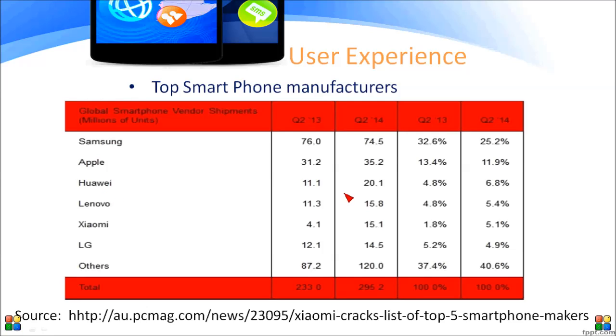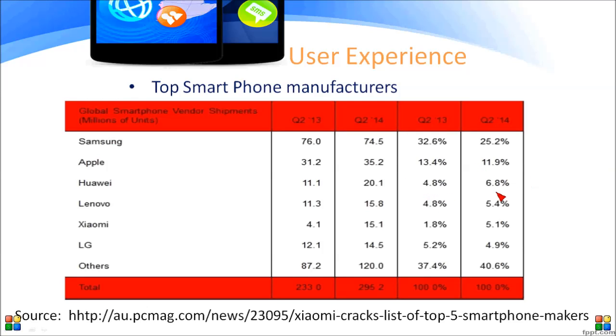But what we can see here is how their market share is increasing. This was in Q2 2013. We can see that Apple's sales have increased from Q2 2013 to Q2 2014 from 31 million. This is million devices, and this is the percentage of the market share. Although they sold more phones, we can see the market share has not increased. It has fallen, and so has Samsung's. Samsung had 32% of the market, and now they have 25%. Apple had 13, now they have 11.9.